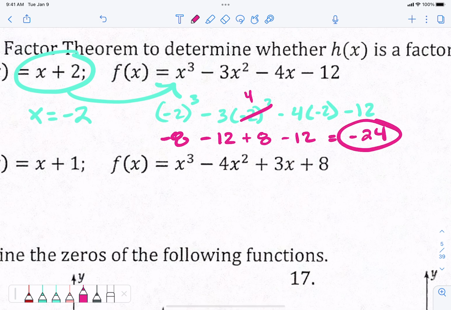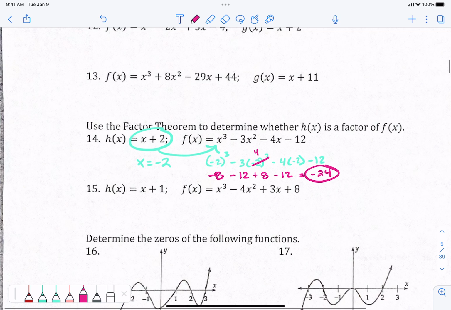So what's that mean? Not a factor. x plus 2 is not a factor. So you don't have to use synthetic division? No, use the factor theorem. That's what the factor theorem is. It's just saying plug the thing in and see if it's 0, and if it's not 0, it's not a factor. You could use synthetic division, but it's a lot longer than this process.